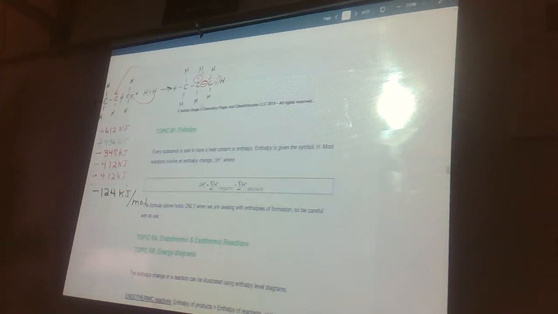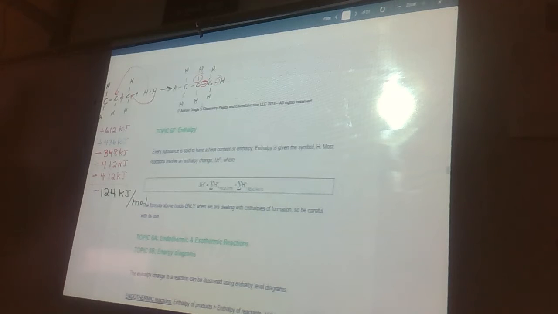That's fine, but that's confusing. What I want you to do is put positive signs on the reactants and subtract the products because you're breaking and making. You'll always get the right answer. Just pay attention to bonds broken and bonds formed.